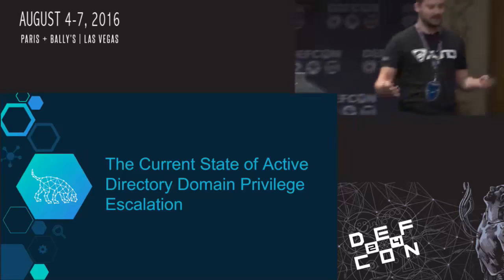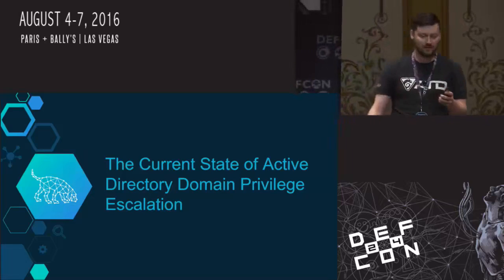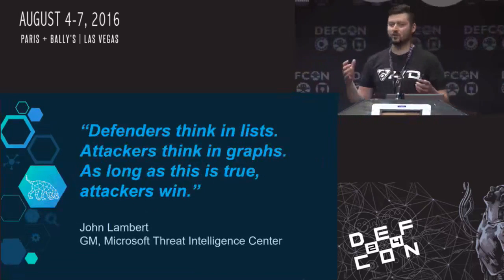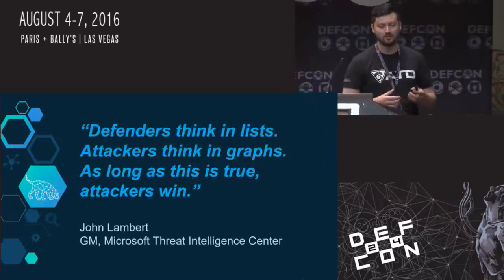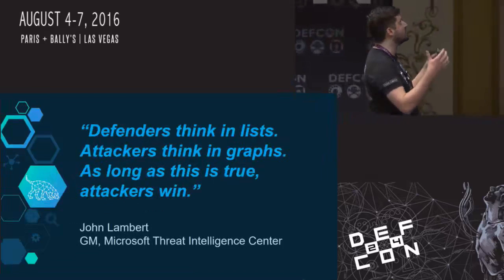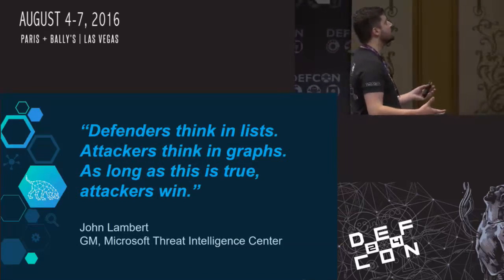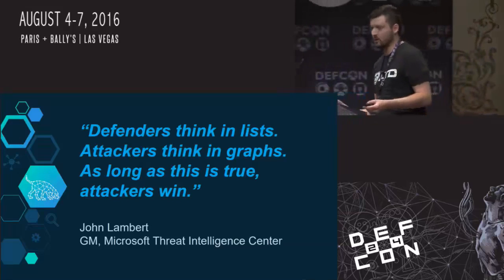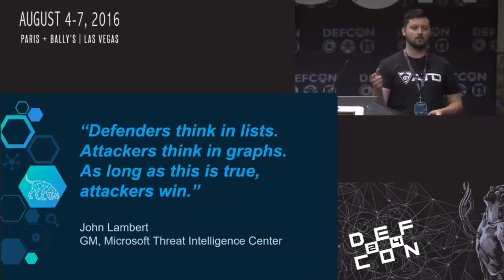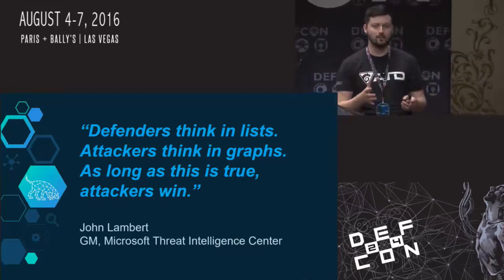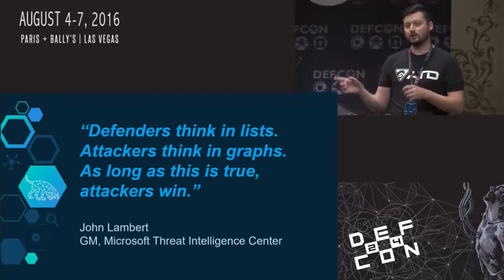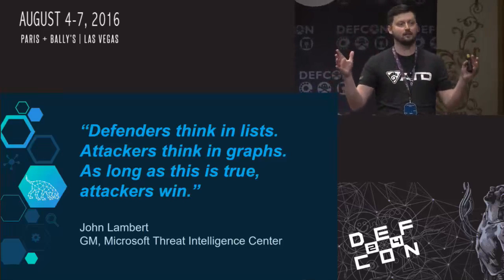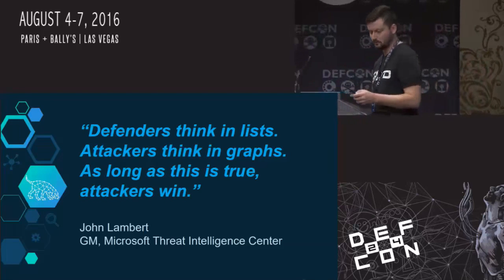Let's talk a little bit about the current state of Active Directory domain privilege escalation. First of all, I want to talk about this quote a little bit. This is stated by John Lambert. He's a general manager at Microsoft's Threat Intelligence Center. John said, "Defenders think in lists, attackers think in graphs. As long as this is true, attackers will win." There's a great blog post where John goes into some depth about what this concept means effectively. What I hope that we can show you is that not only are we going to start thinking in graphs, we're going to start using them practically to automate a lot of our work.